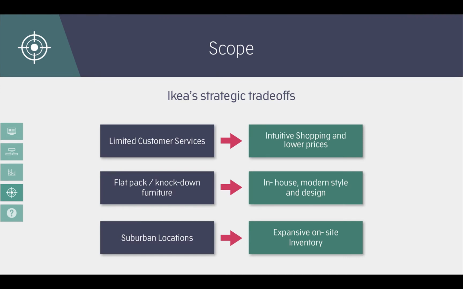Let's take IKEA as an example. Now, while they have limited customer services, you can wander for 30 minutes through some of IKEA's departments and not meet a member of staff. They do have intuitive shopping and lower prices to compensate. There's a very defined mapping as to how you move through the areas. Another trade-off is it's got flat back and knockdown furniture. But the positive side of that is it's got in-house modern style and design.